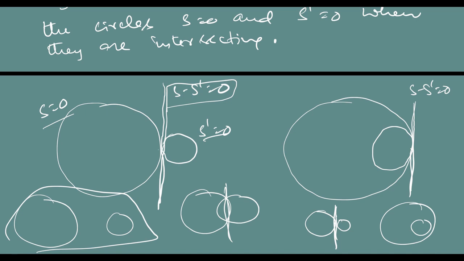And if the circles are intersecting, it becomes the common chord. If they are touching, it becomes the common tangent at the common point. And radical axis is perpendicular to line joining the centers. Okay, let's go to next point.